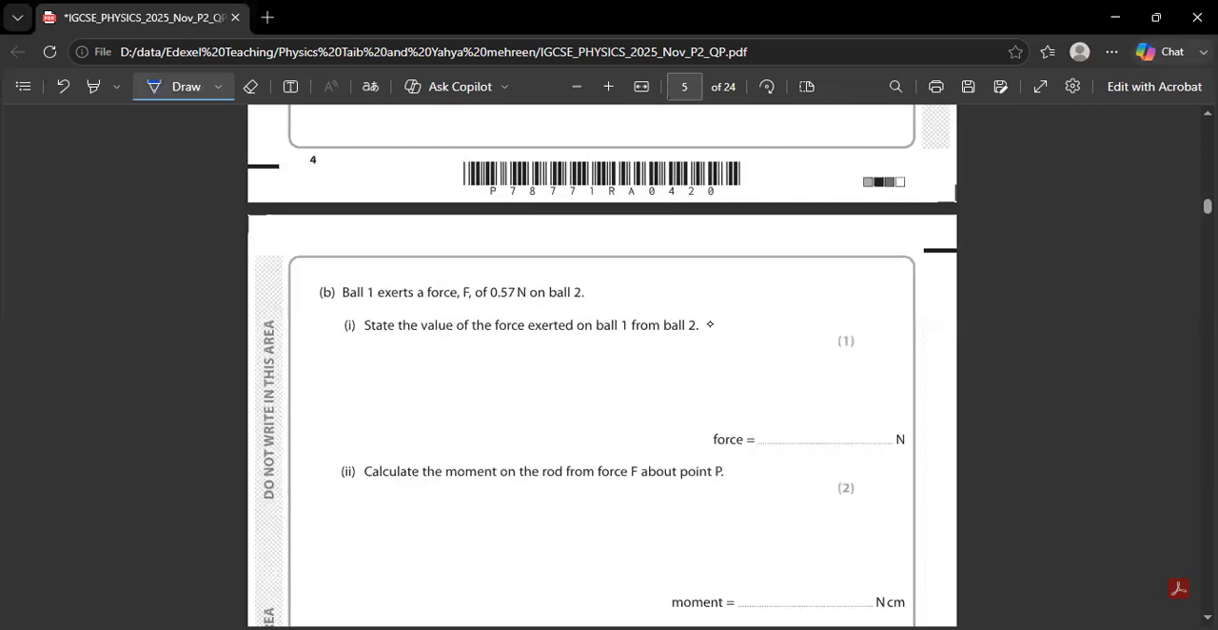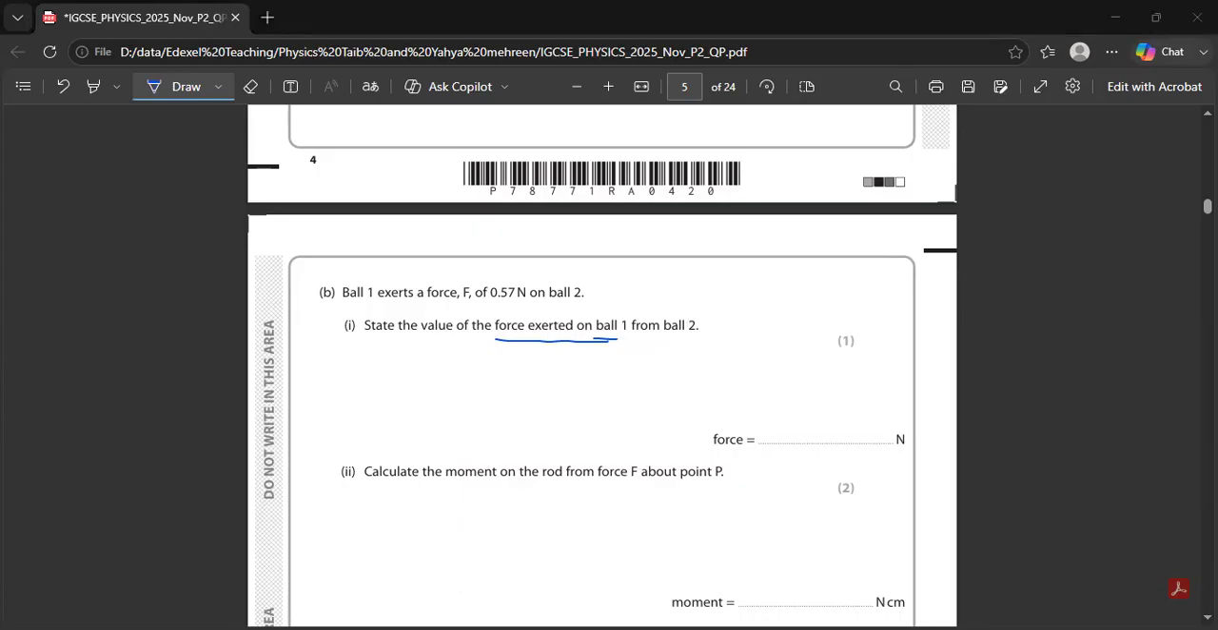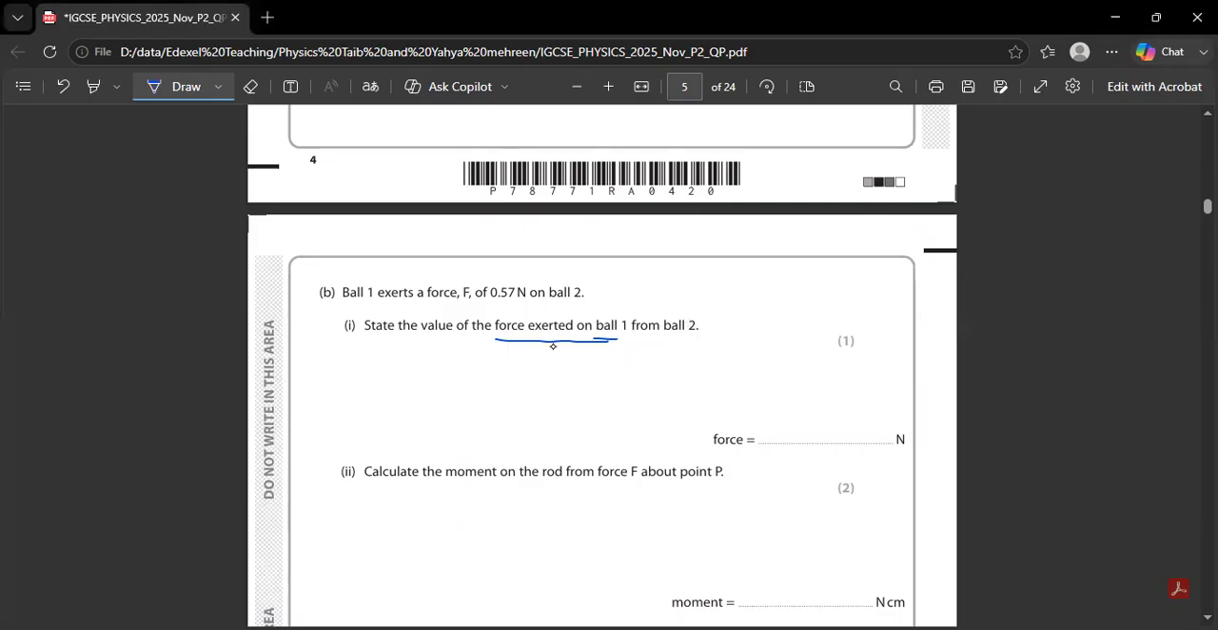So state the value of the force exerted on ball one from ball two. So is this something related to action and reaction? Yes. Equal and opposite reaction. Due to equal and opposite reaction, therefore, ball two is going to exert the same amount of force on ball one. That's going to be 0.57 Newton. Okay.